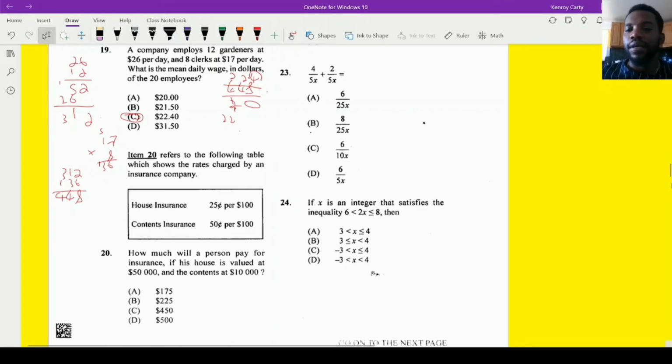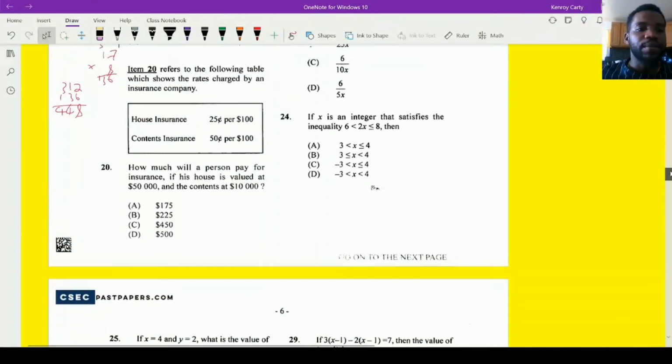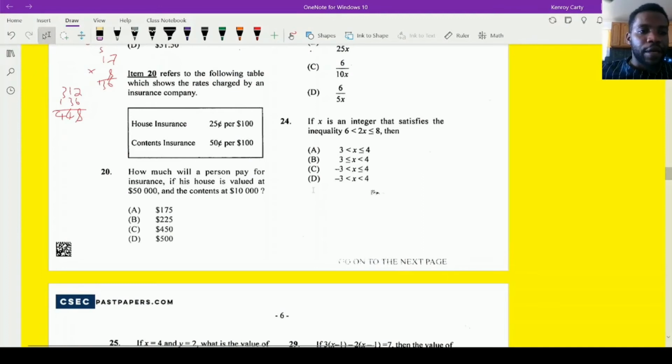All right, it says refers to the following table, which shows a rate charged by an insurance company. And of course, in this case, it says 25 cents per 100. What this simply means is that for every $100 that you make, you're going to spend 25 cents. All right. Content insurance, 50 cents per 100. For every 100 that you have in content, you're going to spend 50 cents.